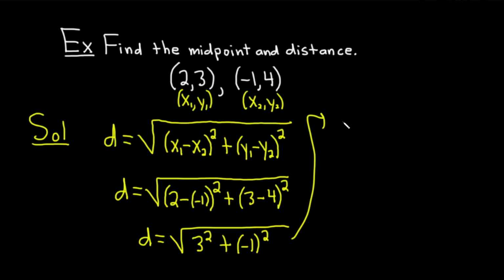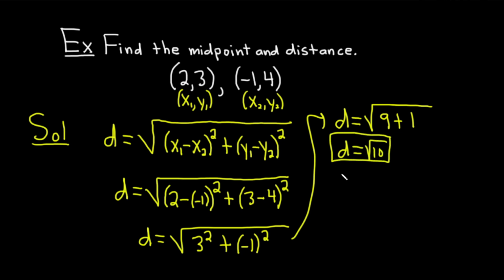So continuing up here on the right, we have that little d is equal to the square root of 3 squared is 9, then plus, and then -1 squared is 1. So we have d is equal to the square root of 10. That would be our distance. Good stuff. Now we just have to find the midpoint.